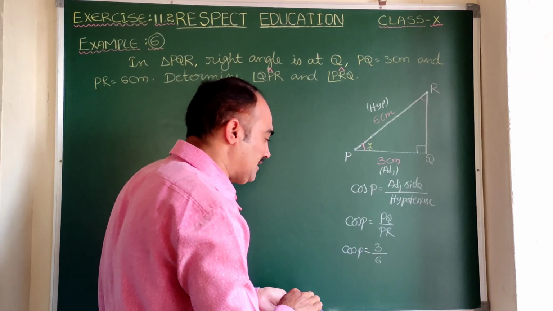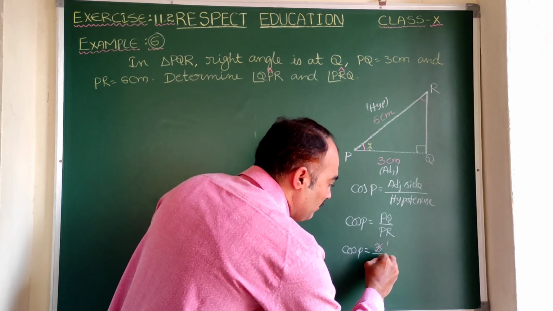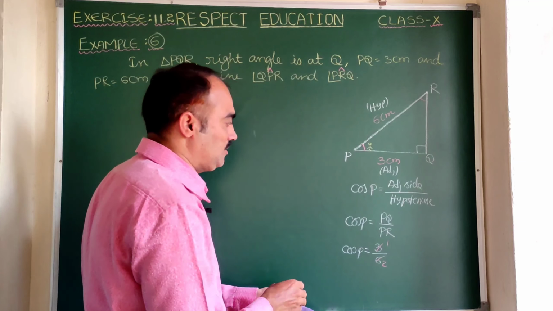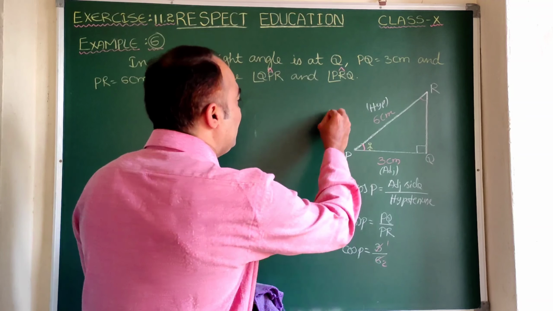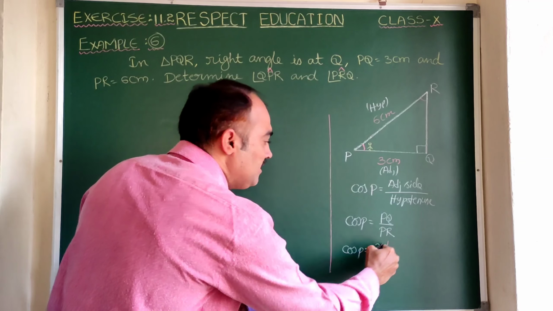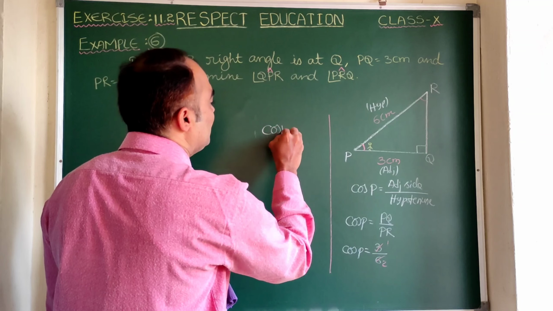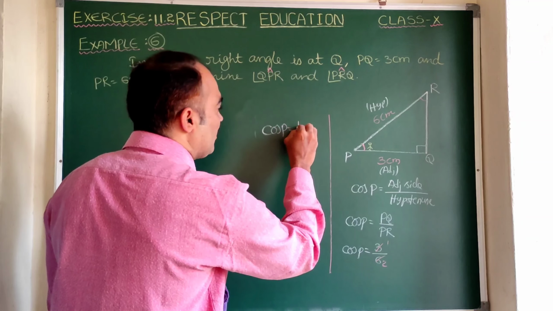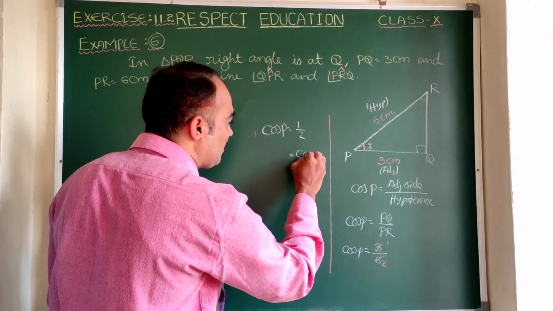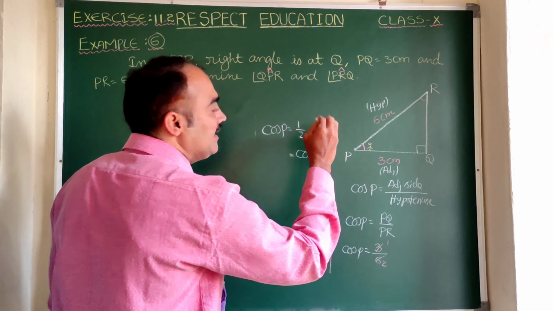So here on cancellation, it is 1 by 2. 3 1s are 3 and 3 2s are 6. Now in cos theta, which value is 1 by 2? Cos 60 degrees. So here cos P is equal to 1 by 2. The 1 by 2 is nothing but cos 60 degrees.